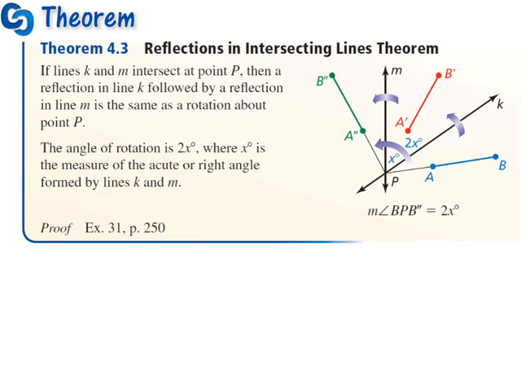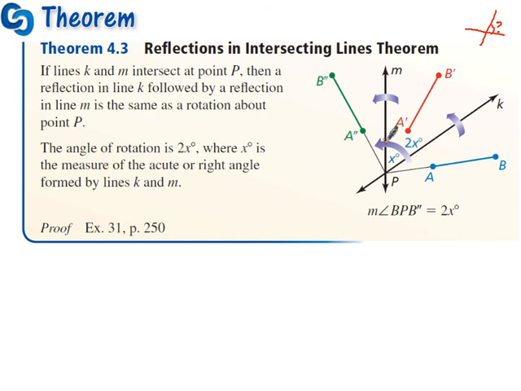Alright, the last theorem today is going to be reflections and intersecting lines. So what we have here is we have line M and line K, and they are intersecting each other. Now, when 2 lines intersect, no matter what 2 lines they are, they're going to form an angle right there. So what this says is that if we reflect a line segment over one of the intersecting lines, and then over the other one, what it actually is, is a rotation. So we are basically rotating AB to A double prime, B double prime by doing 2 reflections.